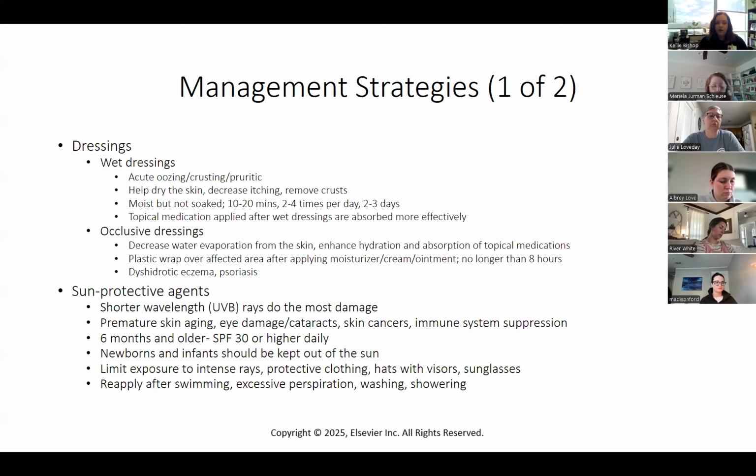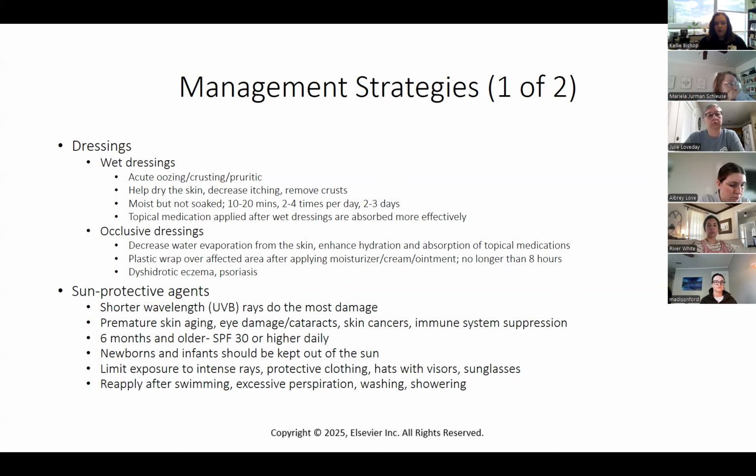Occlusive dressings decrease water evaporation from the skin and enhance hydration. So dyshidrotic eczema, psoriasis, some of the more chronic conditions that we'll talk about in another semester, benefit from occlusive dressings. Sun protective agents: UVB rays do the most damage to skin and eyes. They cause premature skin aging, eye damage, cataracts, skin cancers, and immune system suppression. Even though we don't think about skin cancer and cataracts happening in kids all that often, too much sun exposure and sunburning can actually suppress their immune system.